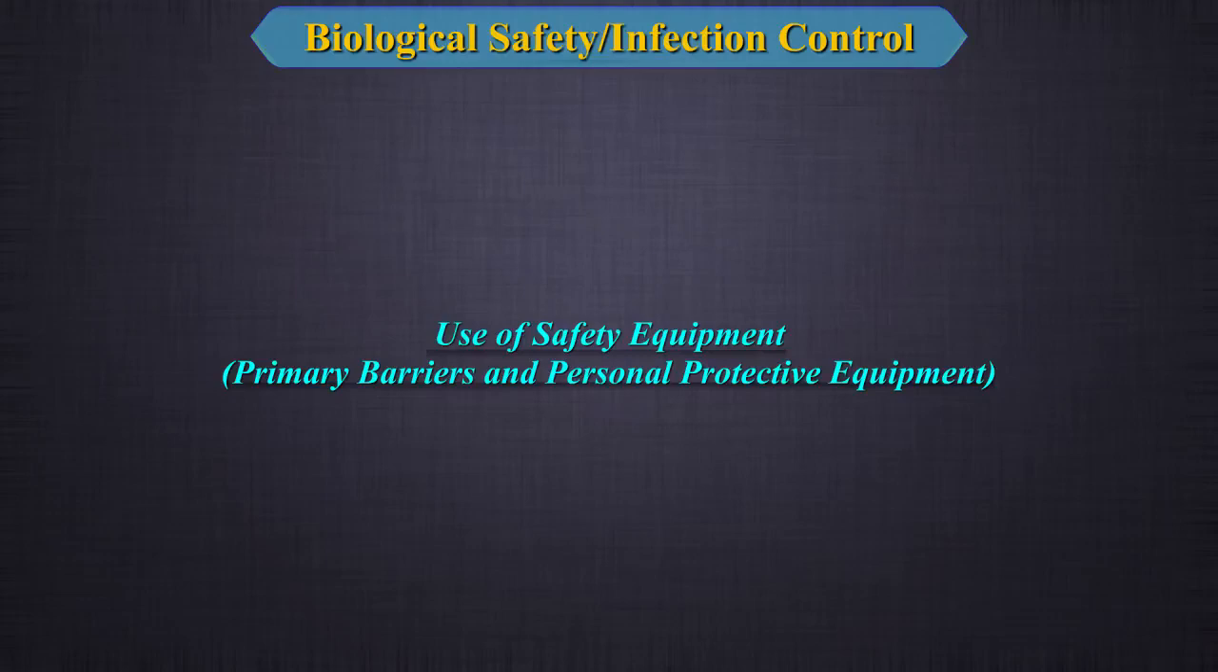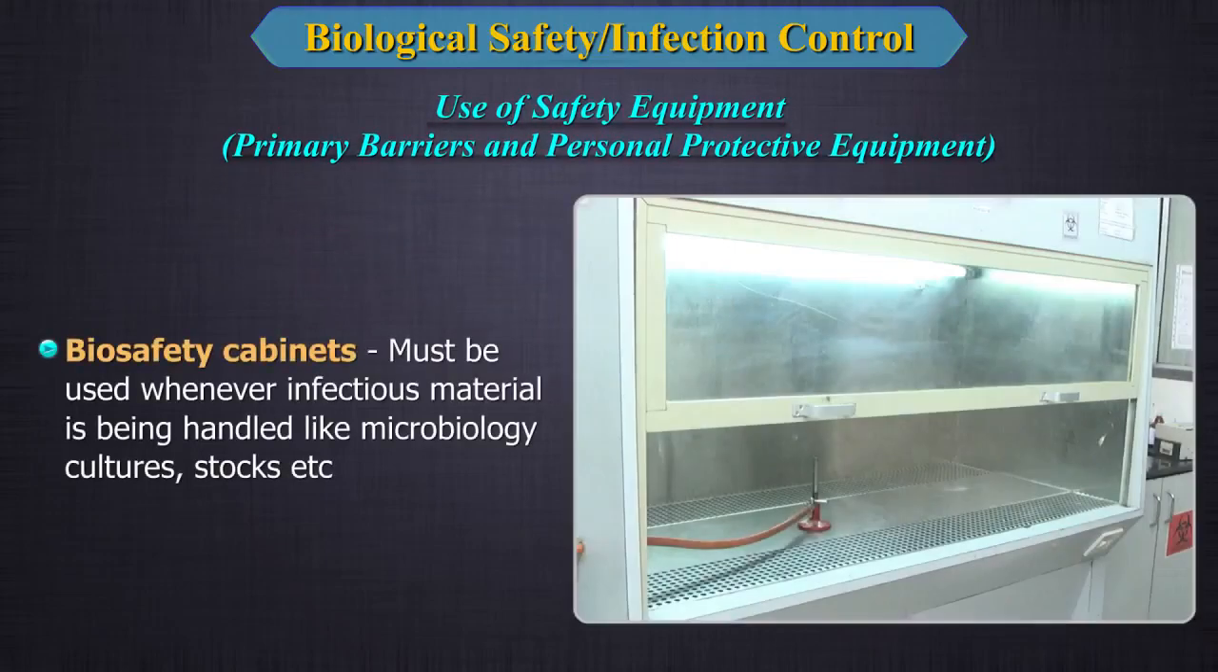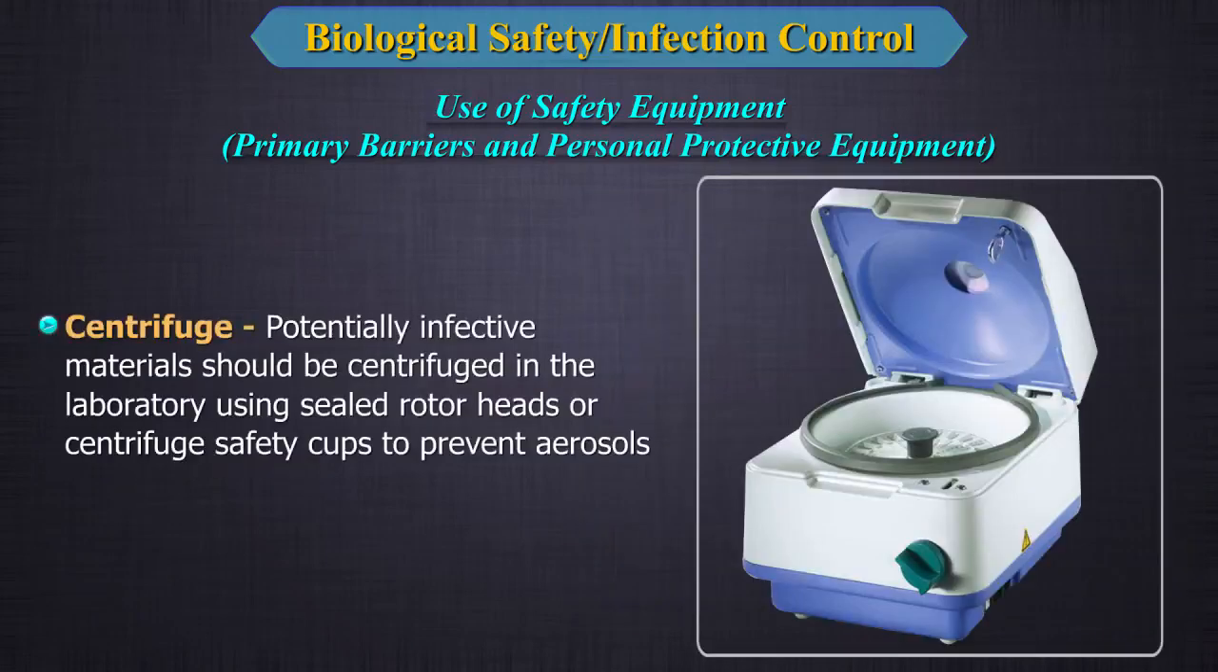Let us look at the importance in the use of safety equipment, that is, providing primary barriers and personal protective equipment. 1 is biosafety cabinets. They must be used whenever infectious material is being handled, like microbiology cultures, stocks, etc. 2. Centrifuges. Potentially infective materials should be centrifuged in the laboratory using sealed rotor heads or centrifuge safety cups to prevent aerosols.